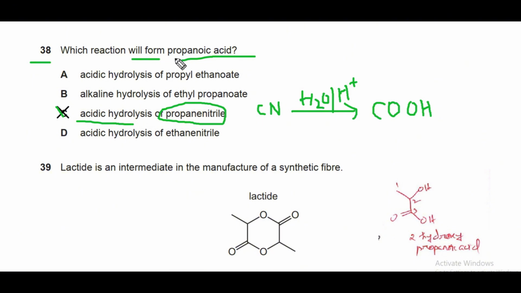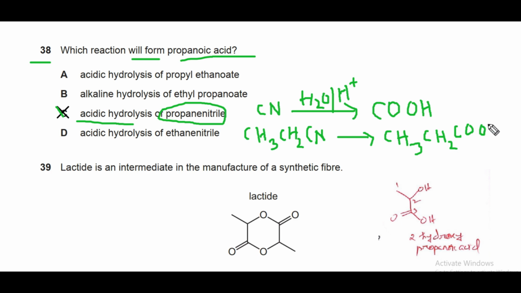So propanenitrile formula is CH3CH2CN. This is propanenitrile. 1, 2, 3 carbon. A 3 carbon cyanide compound is known as propanenitrile. It will convert to propanoic acid, CH3CH2COOH, propanoic acid. So now C is the right answer.